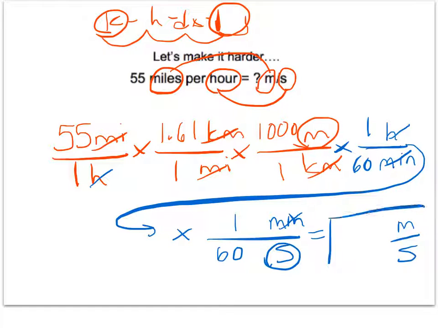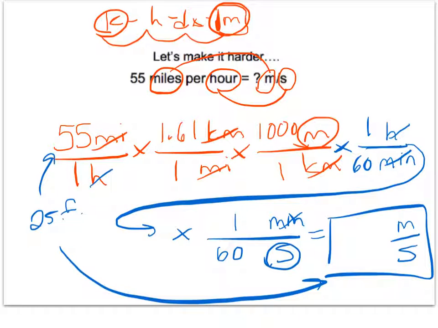And it's just a matter of punching it into my calculator and thinking about sig figs. Thinking about sig figs, I would focus on the fact that there are 2 sig figs here, so I should have 2 sig figs in my answer.